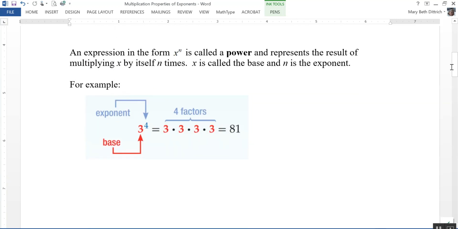An expression in the form of x raised to the power of n is called a power and represents the result of multiplying x by itself n number of times. X is called the base and n is called the exponent. So for example, here we have 3 raised to the 4th power. 3 is the base, it's the bigger number on the bottom. 4 is the exponent, that's the power it's being raised to, and what that means is 3 times itself 4 times. So 3 times 3 times 3 times 3, and if we were to evaluate 3 to the 4th power, we'd get the value 81.